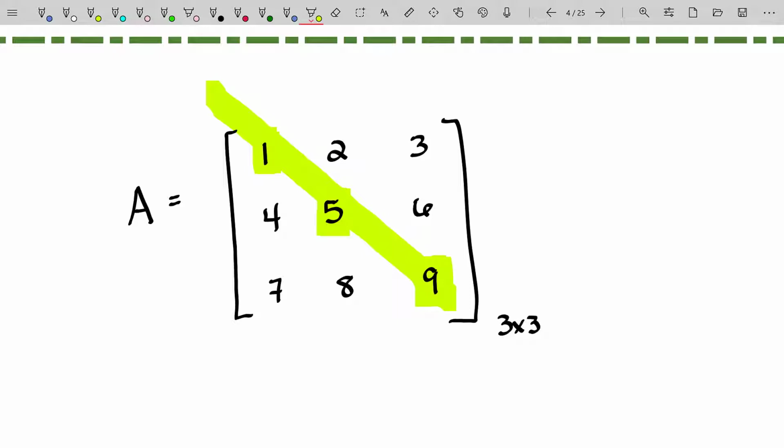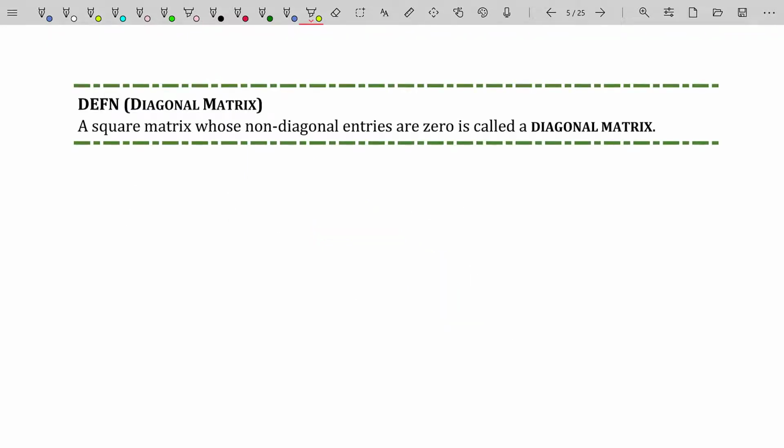1 is the diagonal entry in the 1, 1 position. 5 is the diagonal entry in the 2, 2 position. And 9 is the diagonal entry in the 3, 3 position. But those form the main diagonal. Again, all these definitions are going to be important as we move forward in linear algebra, or if you're not taking linear algebra and instead you're taking, for example, a pre-calculus course that has matrices in it, it'll be very important for matrix algebra.